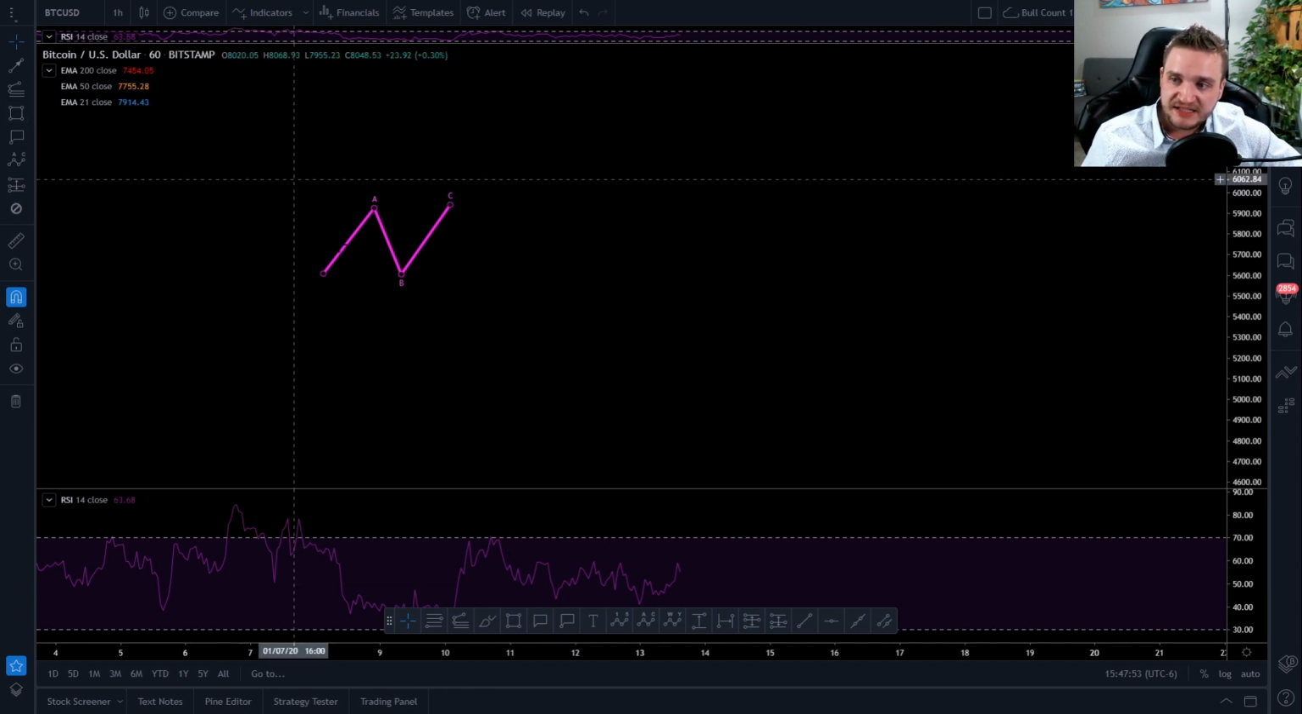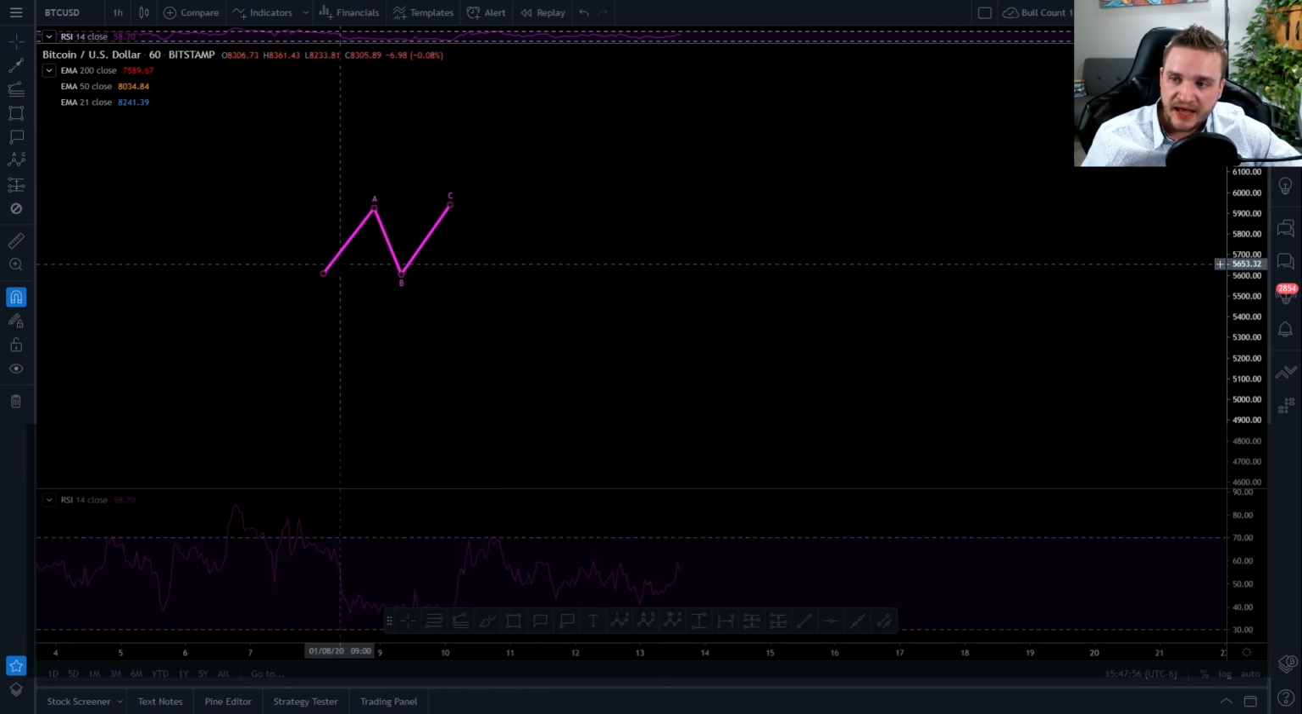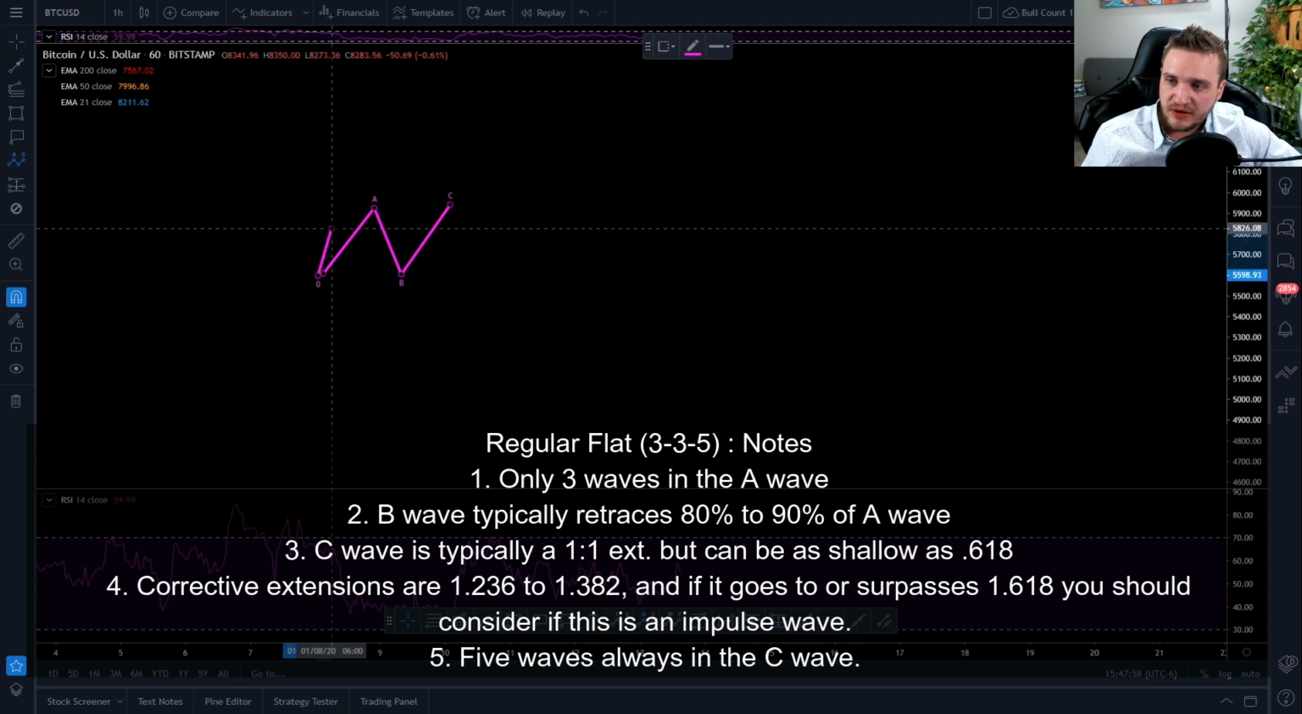Okay. That really helps eliminate the possibilities that you could have and what count is what too. So with our flats here, this is known as a regular flat here, and it has 3 waves inside of the A wave.